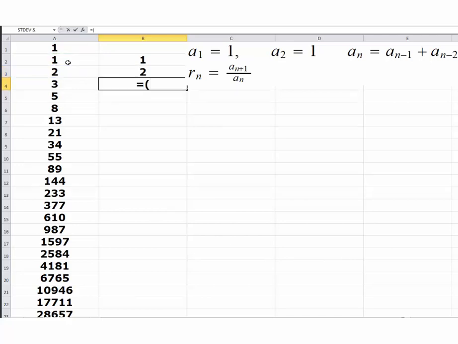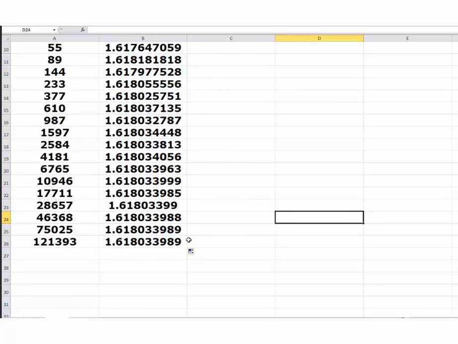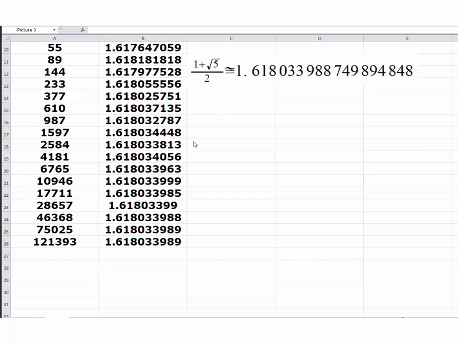And then again, going in the same manner, we take the ratio of the next term with its previous term. If you just drag it down, you will see that the Fibonacci ratios converge, and they converge to what is called the golden ratio, that you can obtain by proving that the ratios converge to 1 plus square root of 5 over 2, which is approximately 1.618, that we saw by an inductive process. Okay.